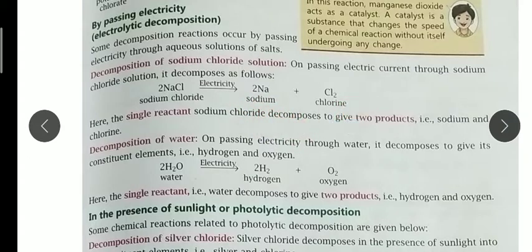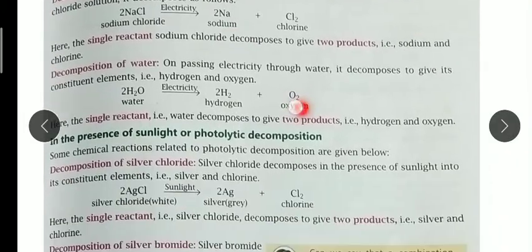In the same way, the decomposition of water is also called electrolysis of water. Because we know that pure water is not a good conductor of electricity, we have to add some acid into the water so that it can conduct electricity. Whenever we pass electricity into the water, it will decompose into hydrogen gas and oxygen gas. So in both reactions we have one reactant, and it is producing two products.